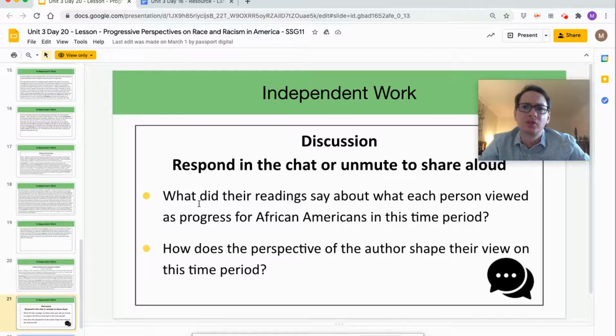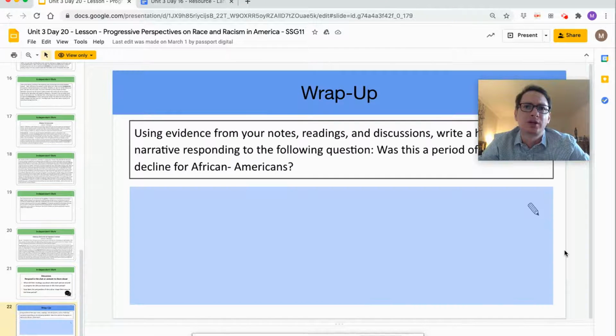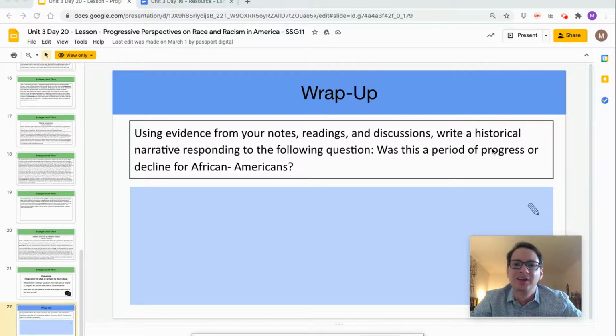From there, the students independently construct their response to this wrap-up question, which again asks them to consider whether this period was one of progress or decline for African Americans.